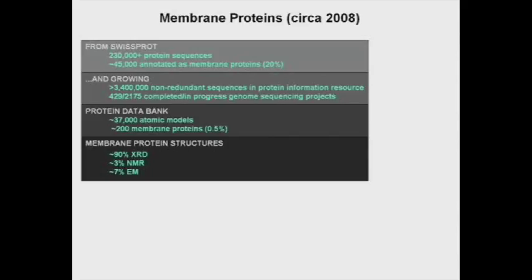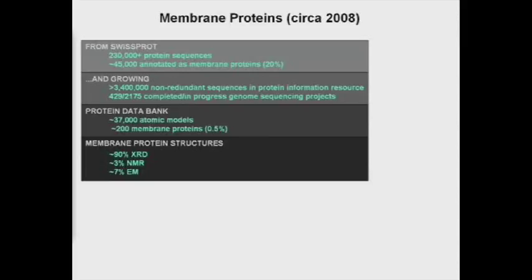And what you can see from this slide here is that basically there's a lot of proteins that exist on the planet. Many of these are membrane proteins, depending on what you use to estimate what a membrane protein is, anywhere from 20%, some estimates put this as high as 1/3 of the global genome. And within the protein data bank, when I put this slide together, we had about 37,000 atomic models. Only 200 of these were membrane proteins. So despite the fact that about 30% of all proteins are membrane proteins, only about 0.5% of the structural information represented in the protein data bank represents membrane proteins. So these are grossly underrepresented.